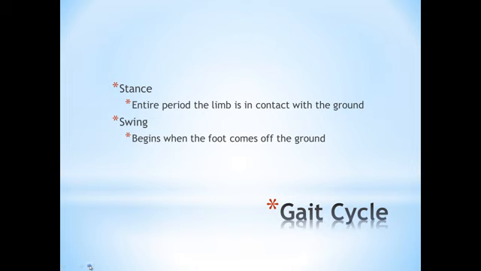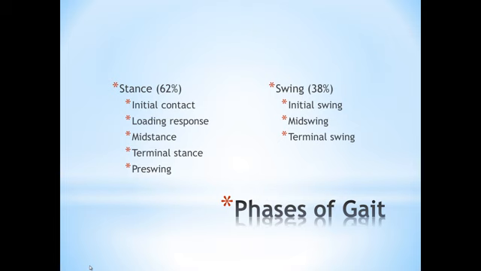which is the entire period that your limb is in contact with the ground. The swing period begins when your toes leave the ground and exists until your heel comes in contact with the ground at the end of the swing phase. So within each stance and swing phase, we can then look at some other components. And these are what we call the phases of gait.